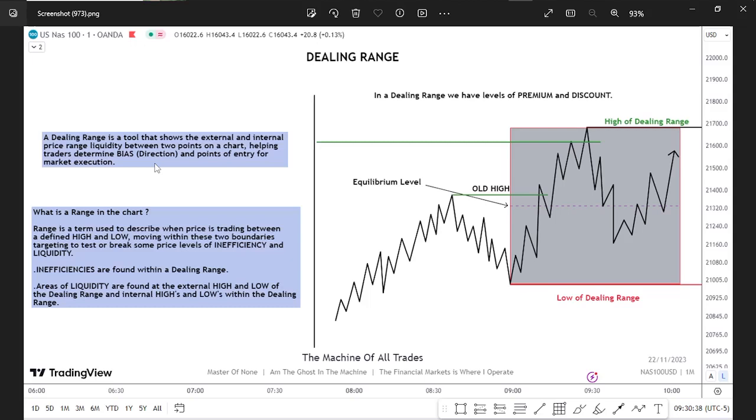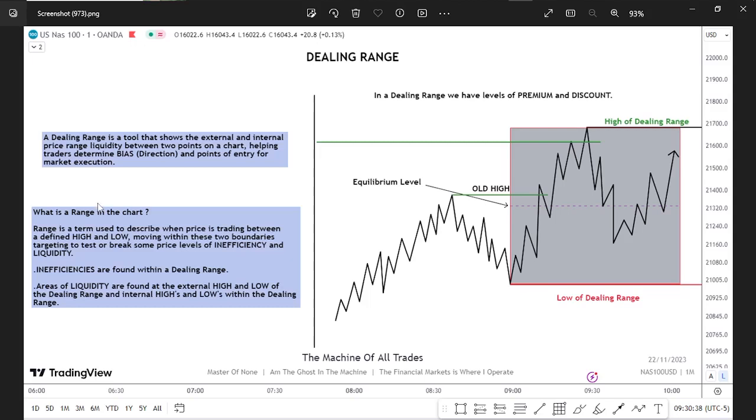A dealing range is a tool that shows external and internal price range liquidity between two points on a chart, helping traders determine buyers' direction and points of entry for execution. We're going to use a dealing range to find our internal and external liquidity. I told you about liquidity in past videos. I'm going to teach you how to use a dealing range to help find our points of entry.